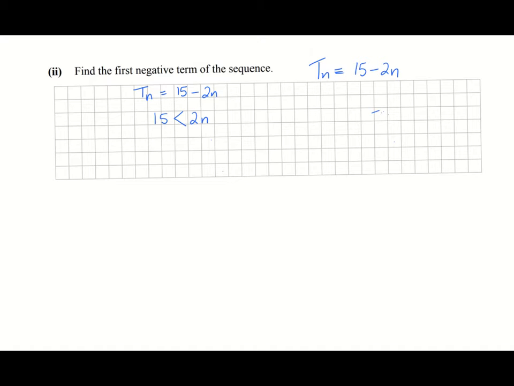Now you might be able to see from this clearly what value would give you a negative number, but we're just going to solve it algebraically anyway. So 15 over 2 is less than n. That's 7.5 is less than n. So what's the next value after 7.5? The next term in the sequence is the 8th term.